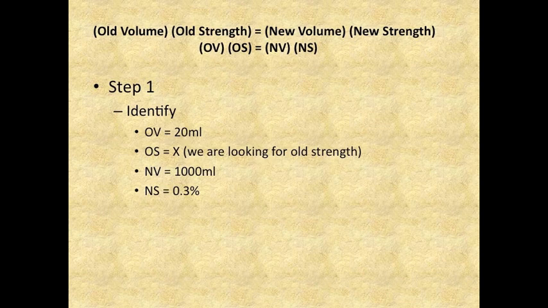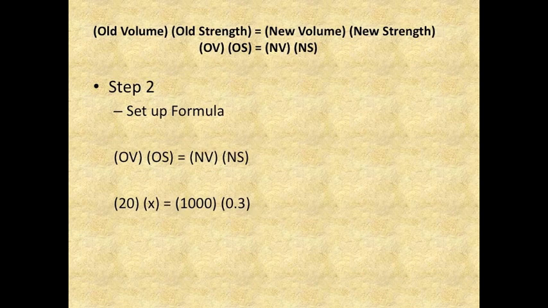So just to sum up what we already identified from the problem, the old volume is equal to 20 mLs. The old strength is equal to X, which is our unknown, and in this case, we're looking for the old strength. New volume is 1,000 mLs, and new strength is 0.3%. Step 2 is to set up the formula. So you could write it out: old volume times old strength equals new volume times new strength, and all you have to do is replace those terms with the values. So 20 times X is equal to 1,000 times 0.3.